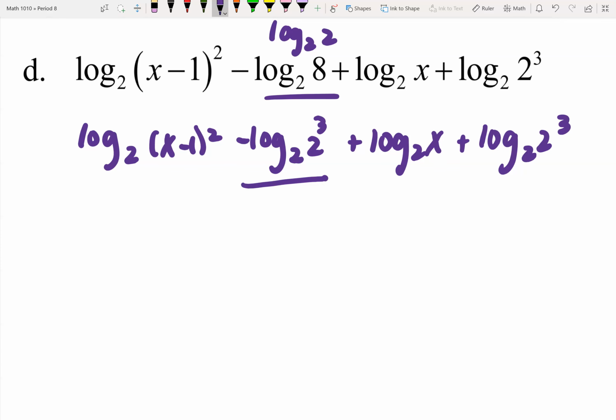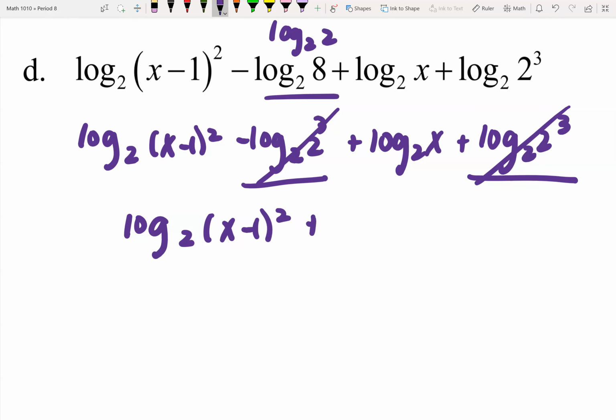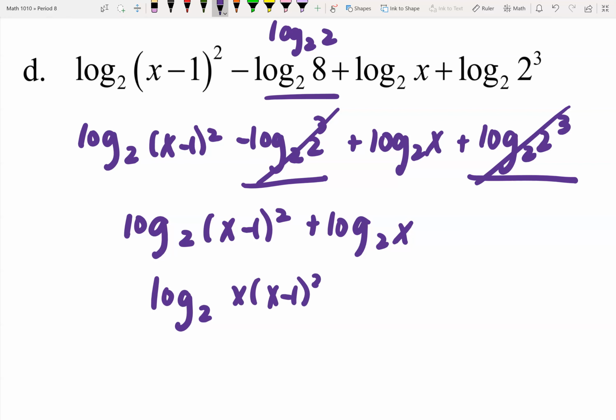Negative log base 2 of 2 to the 3rd, positive log base 2 of 2 to the 3rd, those just undo each other. They go away. So now I have log base 2 of x minus 1 squared plus log base 2 of x. Now I squish them together. When I squish them together, they're going to be multiplied. So inside of there, I have an x and an x minus 1 squared. I'm going to clean it up by adding some brackets, and I'm done.